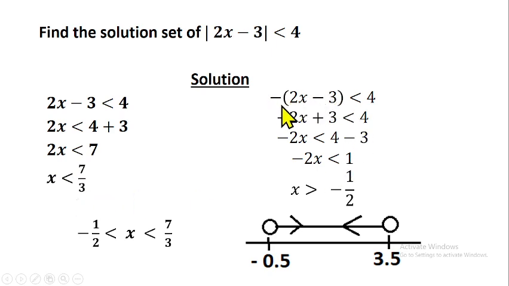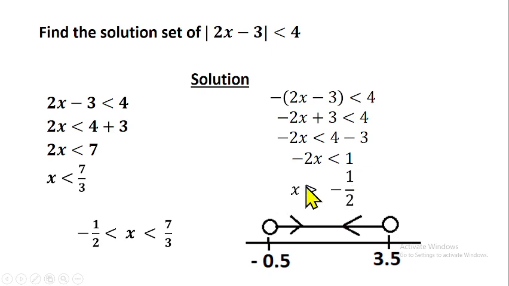For this as well, minus is coming because the first one is positive. The second one will be what? Negative, less than 4. Your negative can open the bracket. You have minus 2x plus 3 less than 4. Then collect like terms. You have minus 2x less than 4 minus 3. Minus 2x less than 4 minus 3 is 1. Then you divide both sides by what? Minus 2. You should know that the inequality will change. So that means you have x is greater than minus 1 over 2.